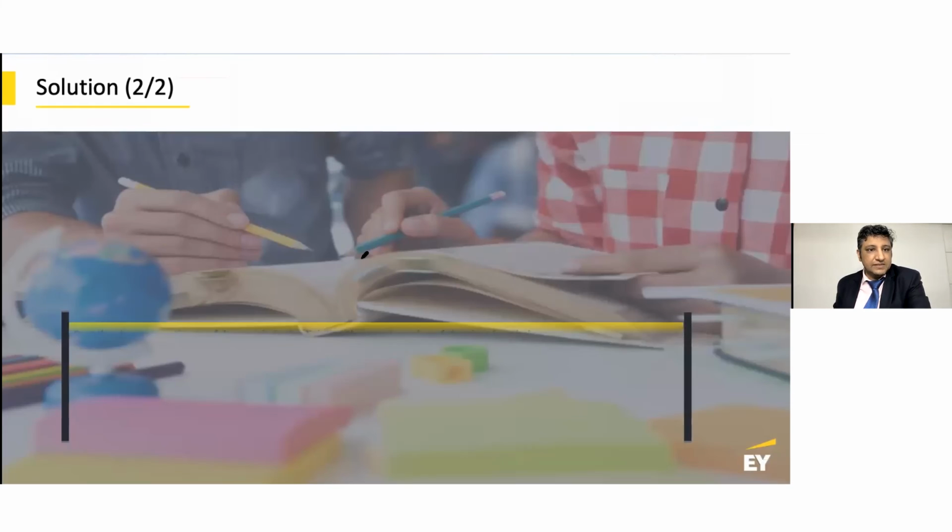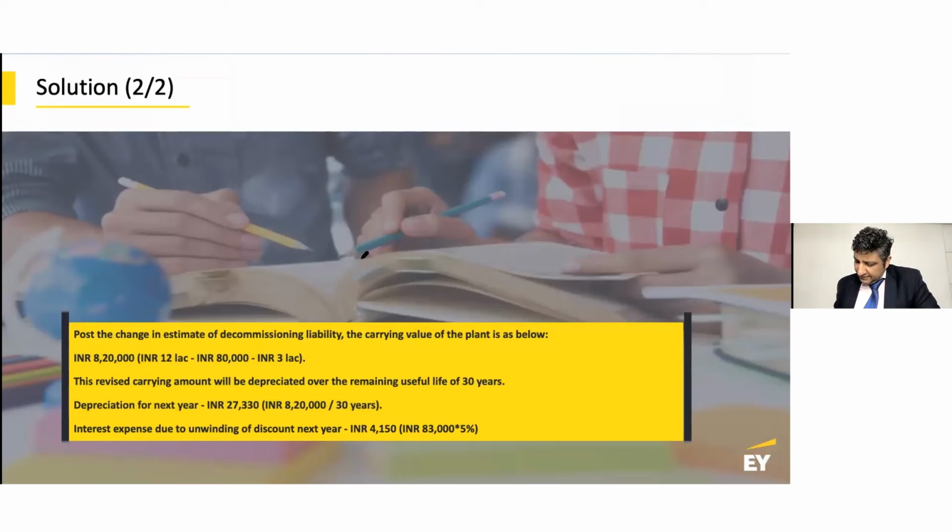For the next part, my revised value of the asset will be 8,20,000 rupees, which is 12 lakhs minus 3 lakhs minus 80,000 rupees. And this is depreciated over 30 years. This is the rounded figure, 27330. We had calculated 27333. This is also, of course, used. And the interest cost, the finance charges I need to calculate, would be on that revised estimate of the dismantling cost, which is 83,000. And I'll be calculating 5% on that, which comes to 4150.